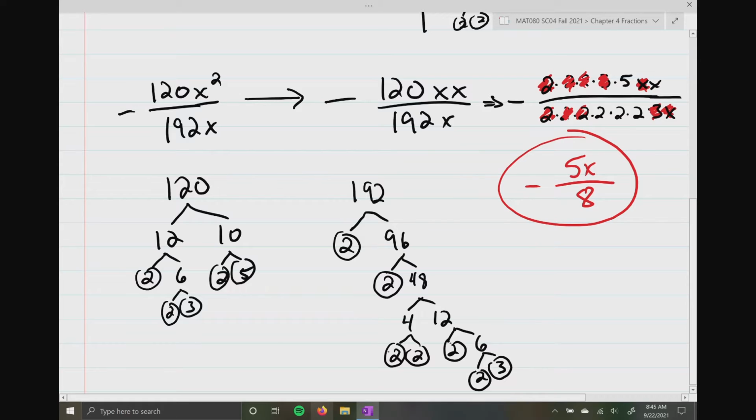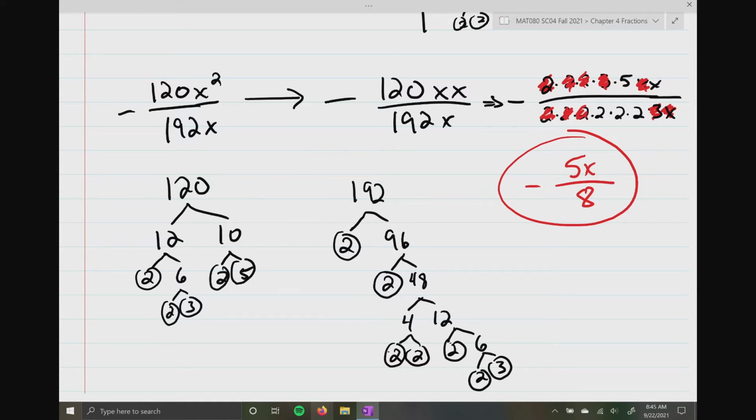So that negative sign that we were concerned with just came along for the ride. That was it. The hard part of this problem was literally breaking down 120 and breaking down 192. That was the hard part. How are we looking?